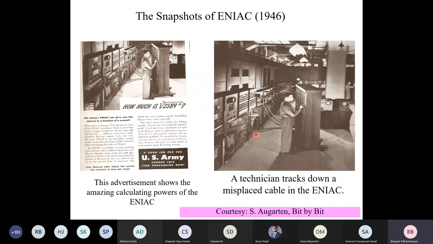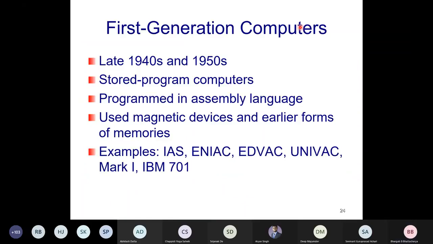In the picture on the right, some fault has occurred and the technician tracks down how to fix it. This is around 1946, just after the Second World War.